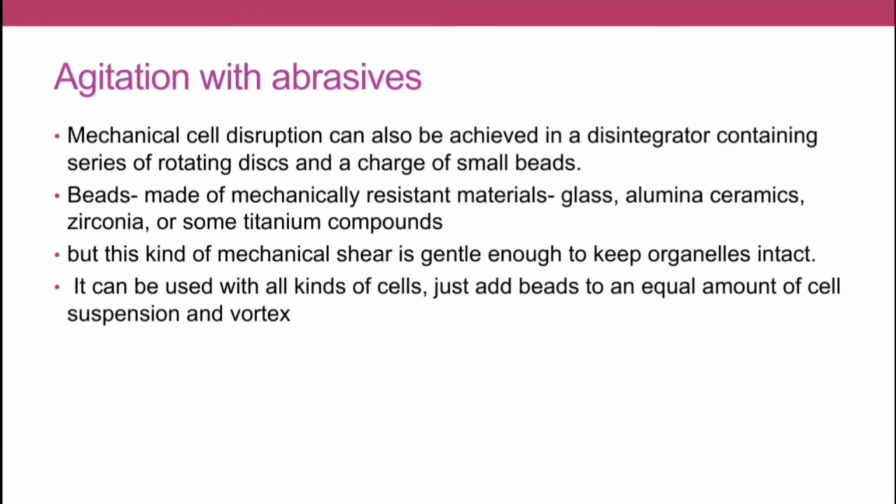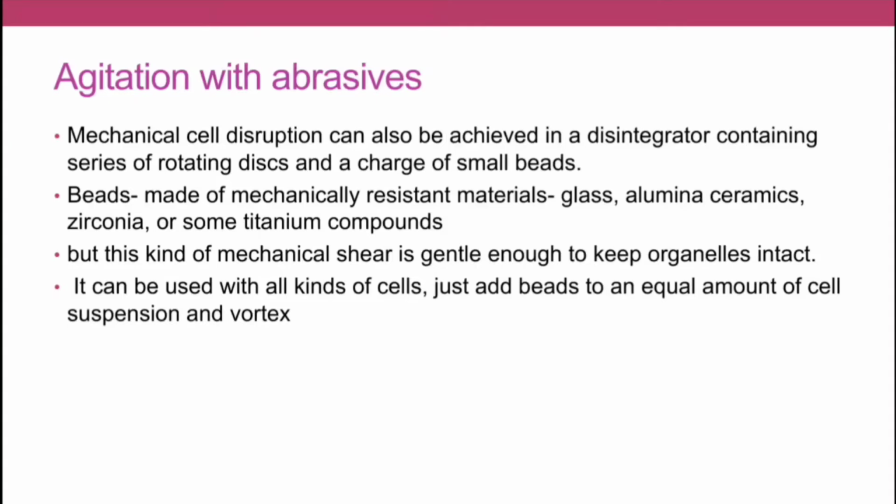Now, agitation with abrasives. Mechanical cell disruption can also be achieved in a disintegrator containing a series of rotating discs and a charge of small beads. These beads are made of mechanically resistant materials, that is glass, alumina ceramics, zirconia, and some titanium compounds are also used. This kind of mechanical shear is gentle enough to keep the organelles intact. It can be used with all kinds of cells.